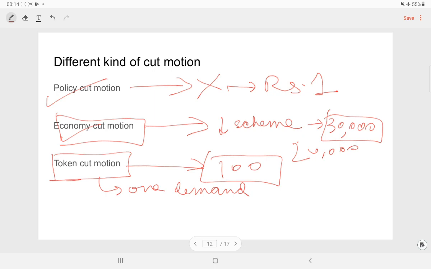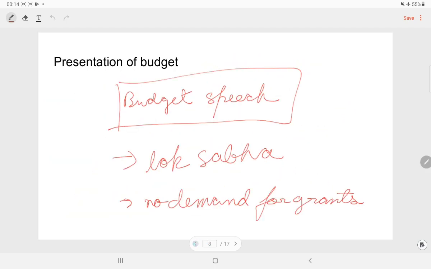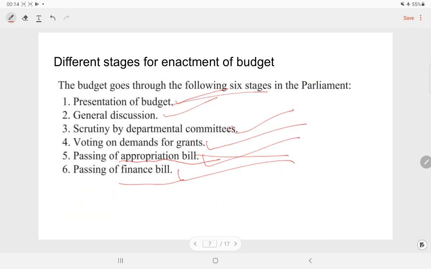Now we have come to the voting on demands. We have covered these stages: the presentation is done, discussion on the budget is done, scrutiny by departmental committees is done. They have also voted on which demands are given: for the defense ministry this much rupees, the finance ministry this much, the science and technology ministry this much, the environment ministry this much, and so forth. With this kind of voting, all the demands are now approved.